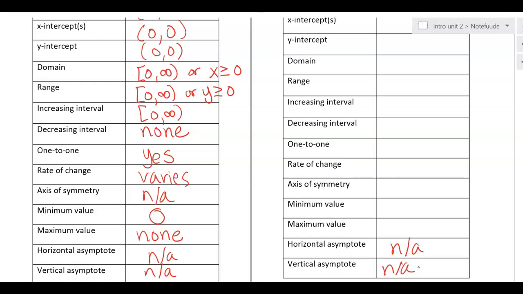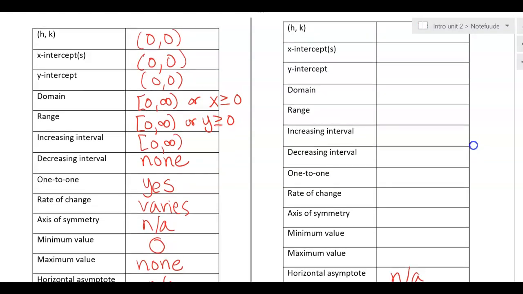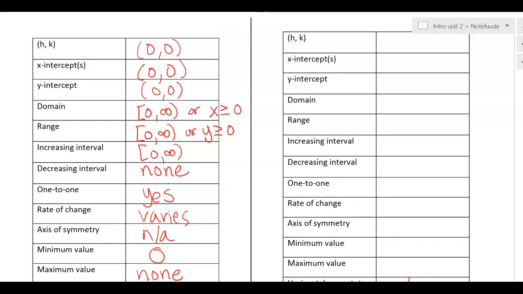All right, can I go on now? All right, so asymptotes you don't have to worry about here. What about minimum and maximum values? Yeah, or just none in this case.